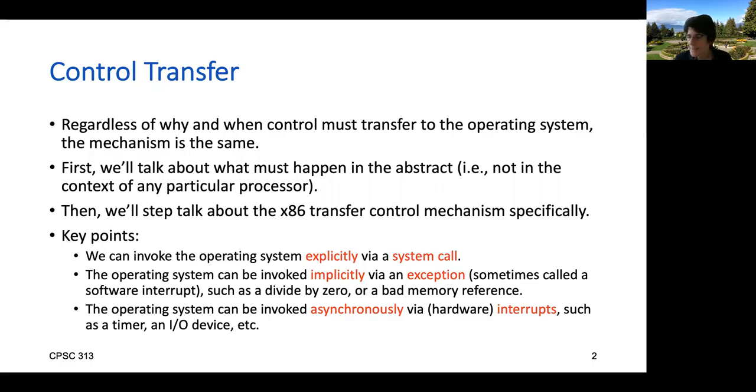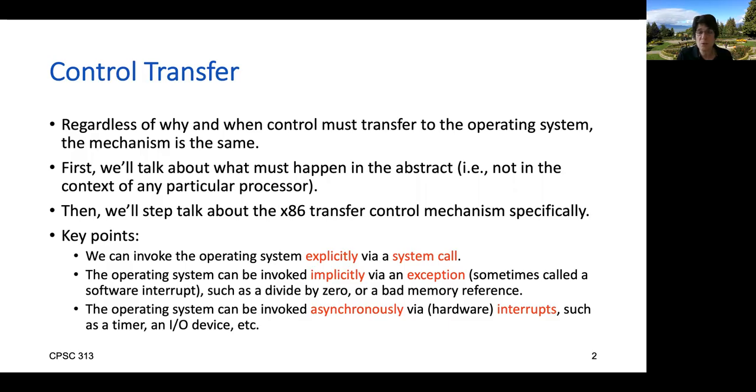Now, there are three different kinds of control transfers we do, and we give them different names. So for example, we've talked about one all semester, which are system calls. So system calls are when an application explicitly asks the operating system to do something. So there's no mystery here. The application is saying, I can't do something, I need you to do it for me. And so this is an explicit request to transfer control to the operating system.